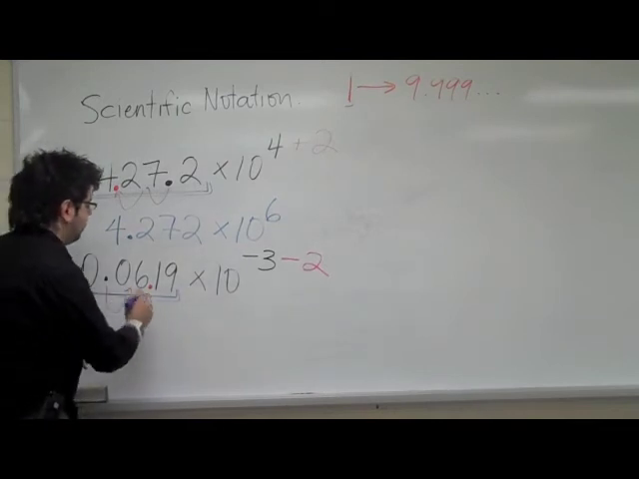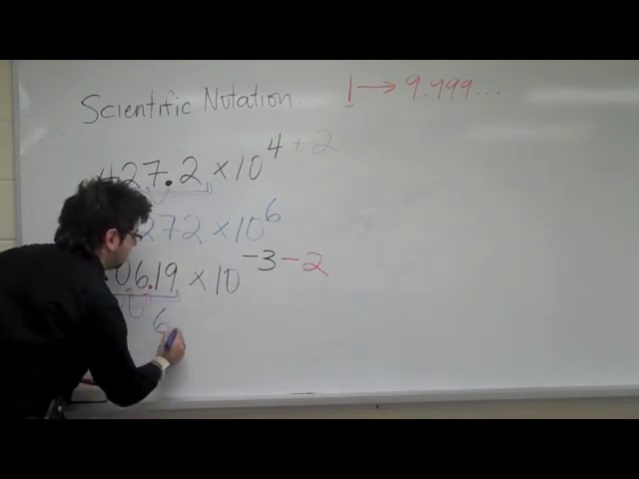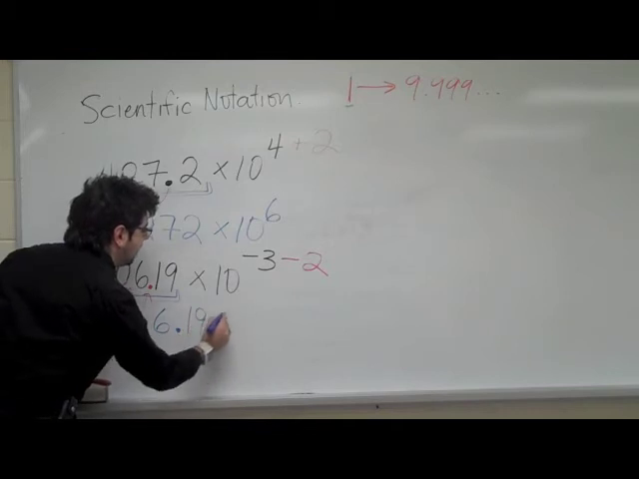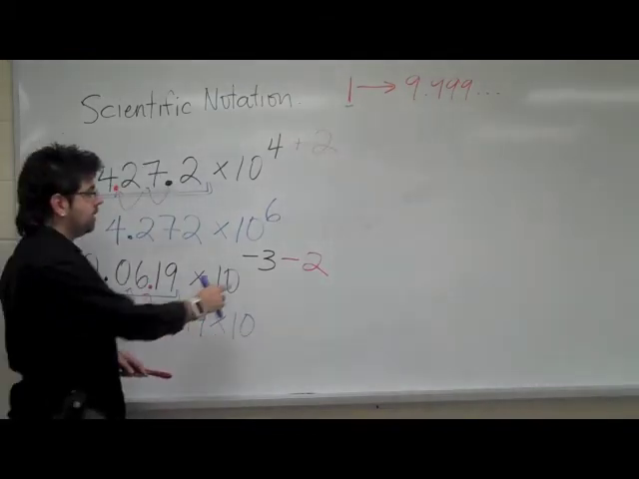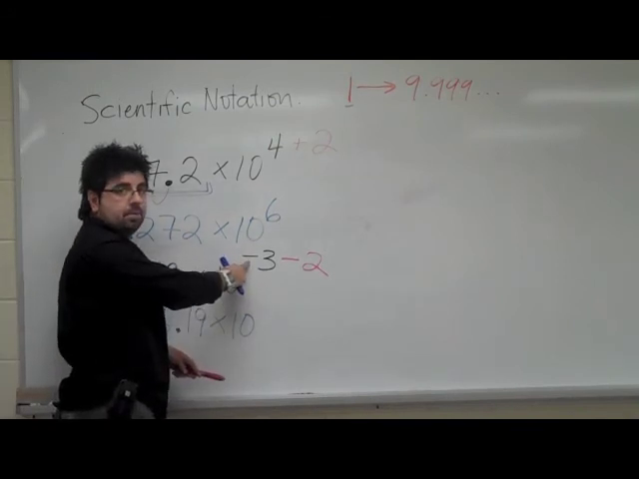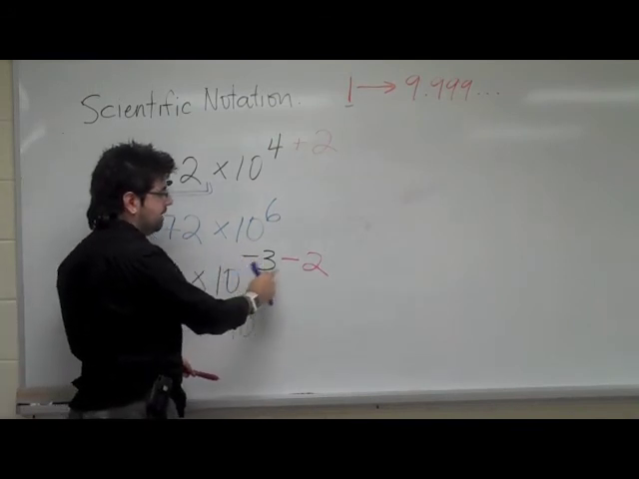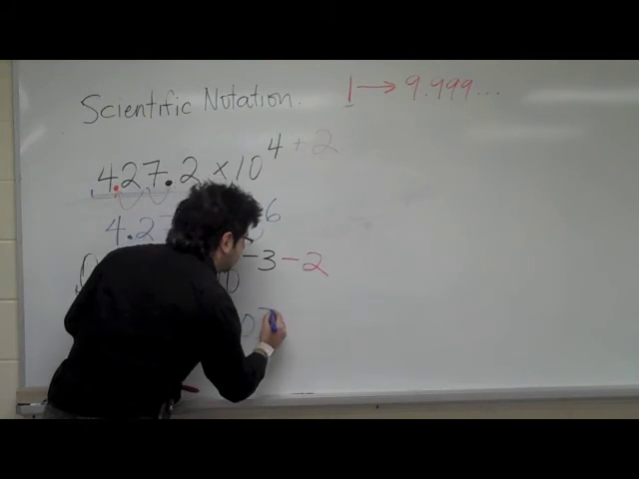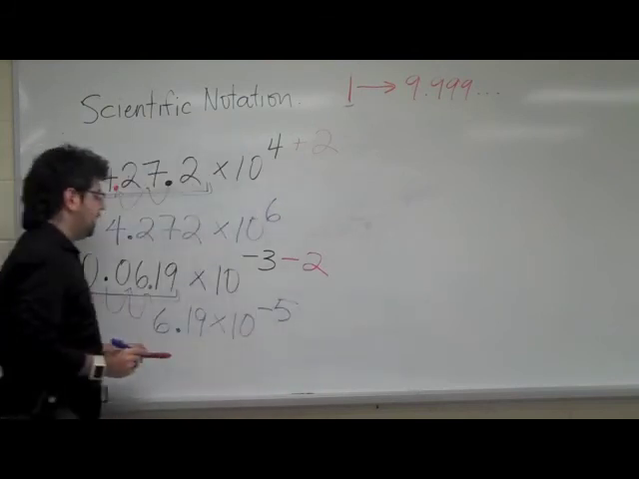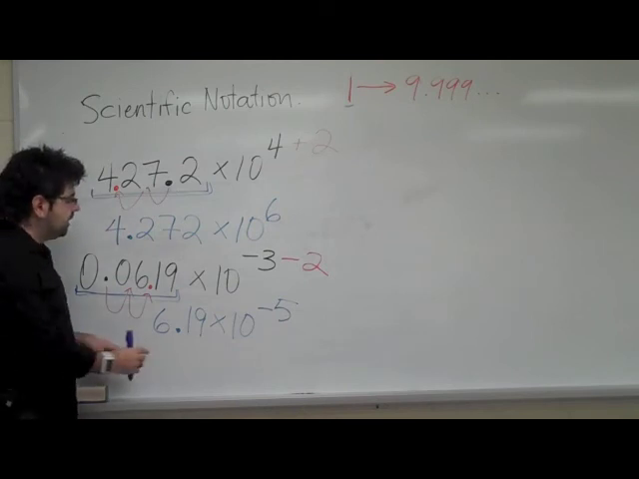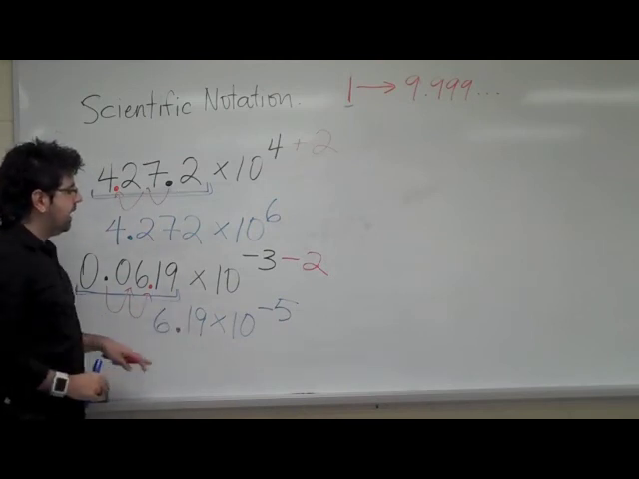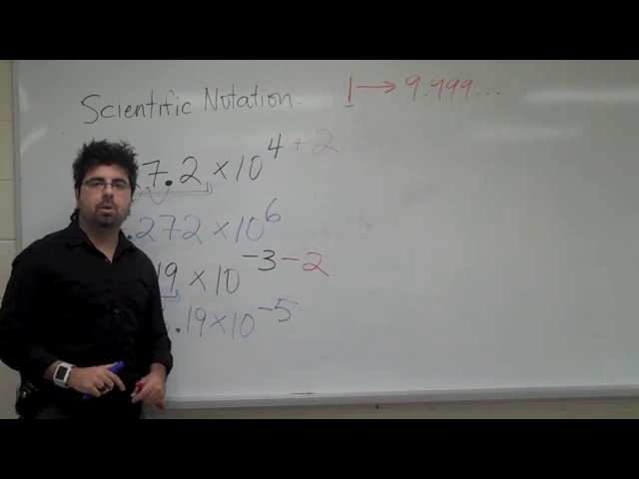Now, my value of m is 6.19. The times 10 doesn't change. But now be careful here. We started off with a -3 here. So -3 minus 2 will give me -5. So my new way of rewriting this in proper scientific notation is 6.19 times 10 to the power of -5.